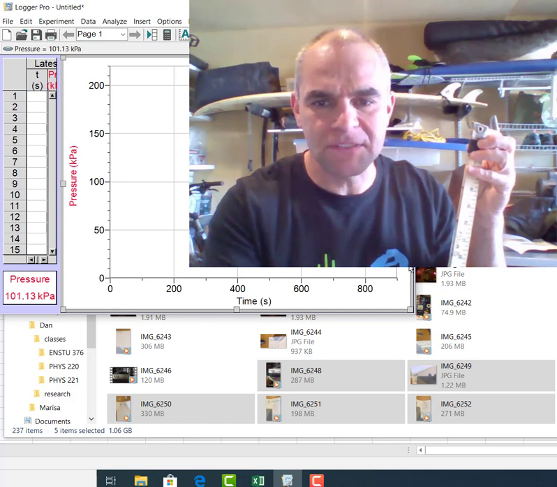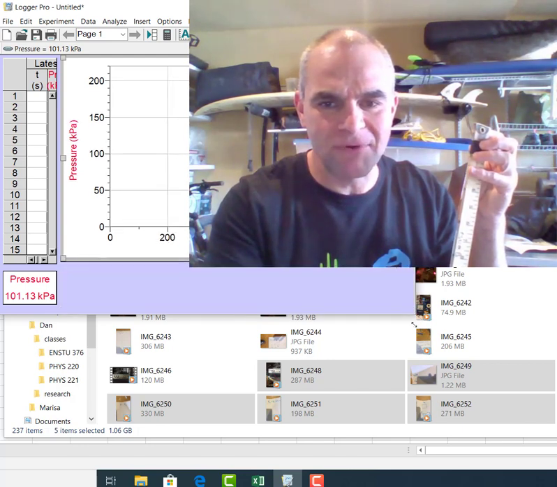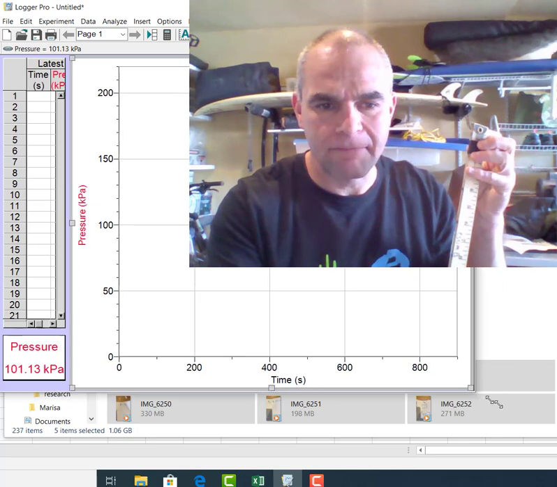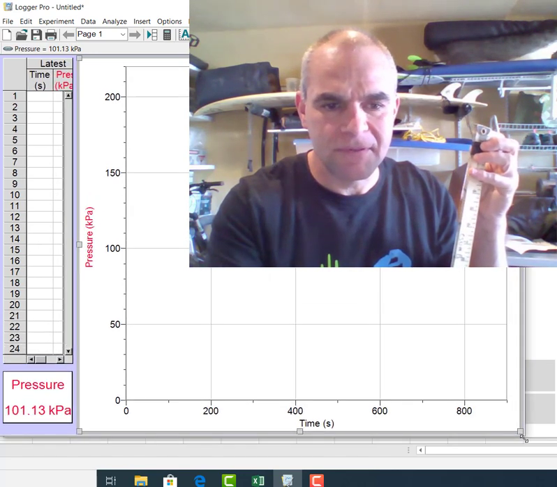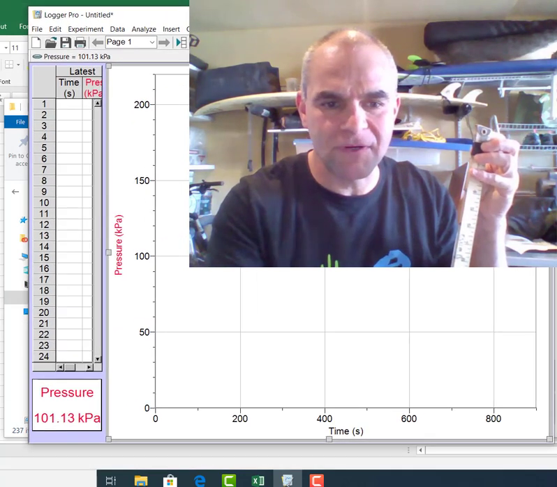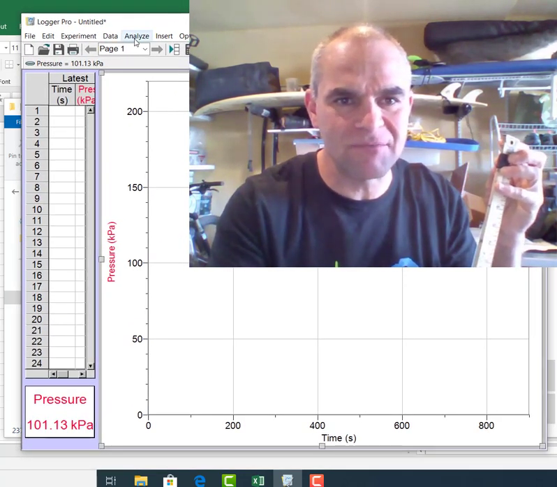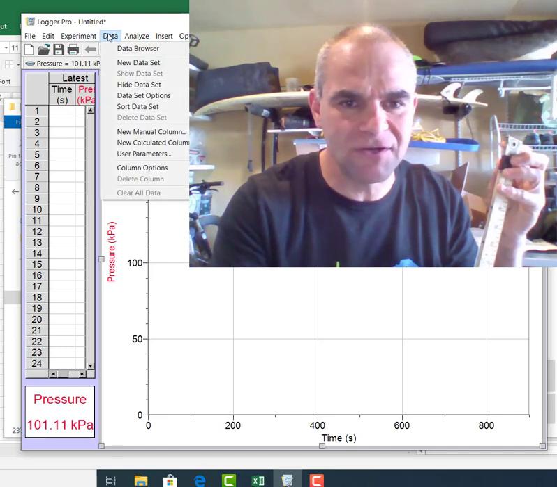Let's see, I think you can see that now. Couldn't see that a minute ago, I apologize. But you'll be able to see it now. All right, I think you can see that. We're at about 101 kilopascals, which if I made this atmospheres, was about 1 atmosphere.